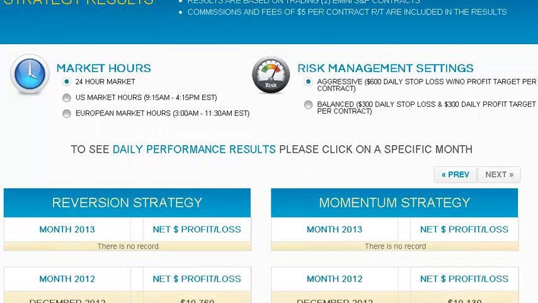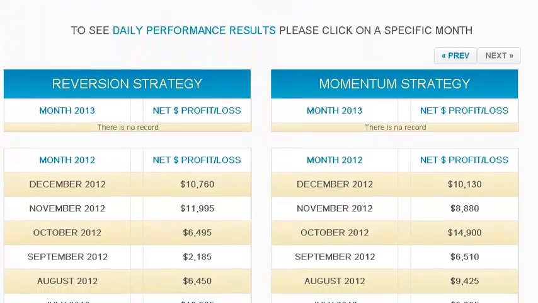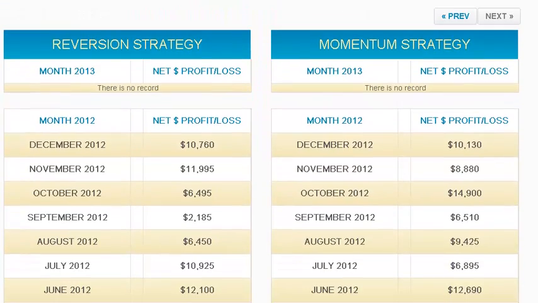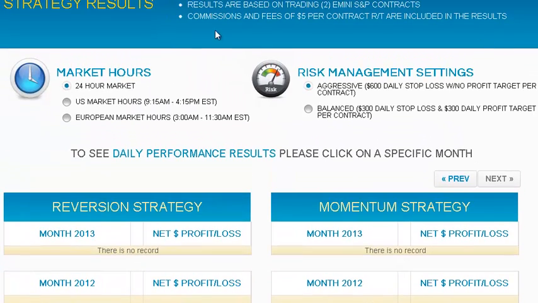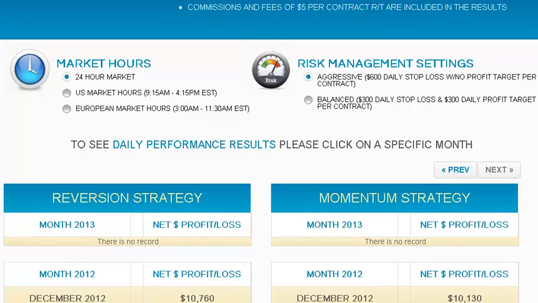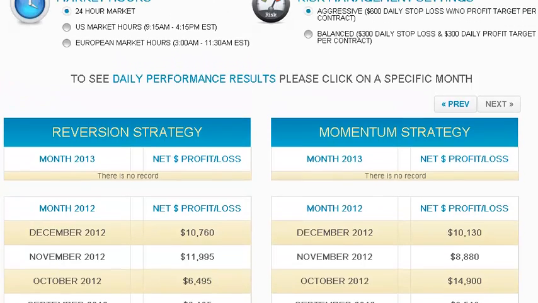Now, if I go down a little bit, first of all, let me explain this page real quickly. This page says the results are based on trading 2 E-mini S&P contracts, with a commission fee of $5 included per contract. So the results I'm going to show you right now are the strategy's results based on 2 E-mini S&P contracts, including $5 commission, and these are the monthly results.